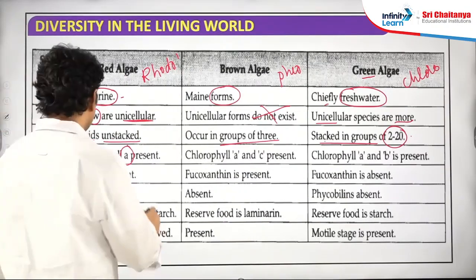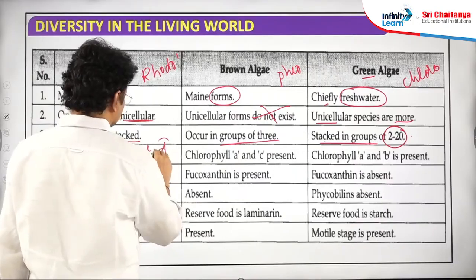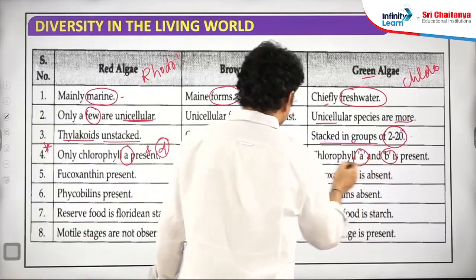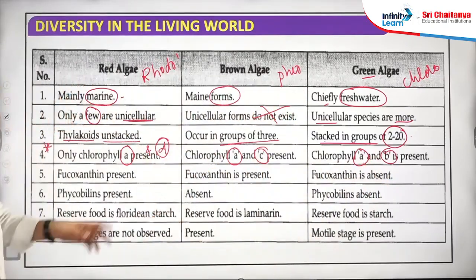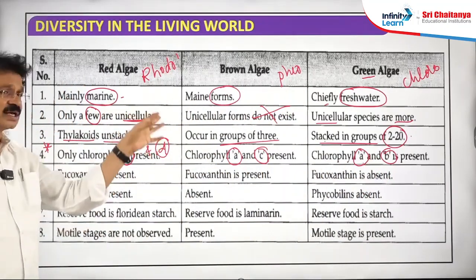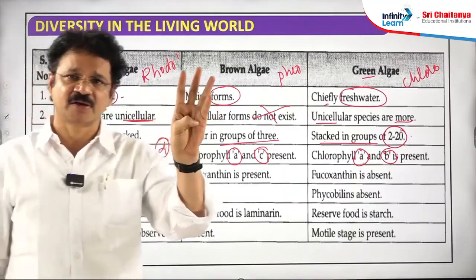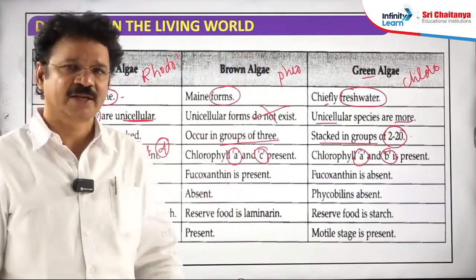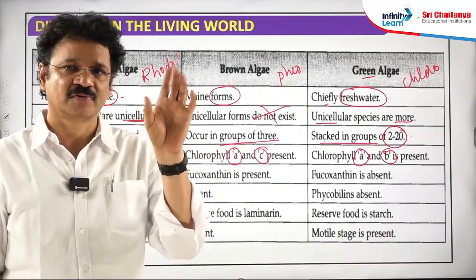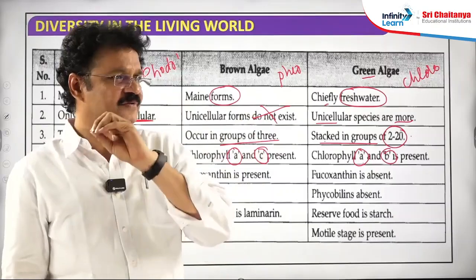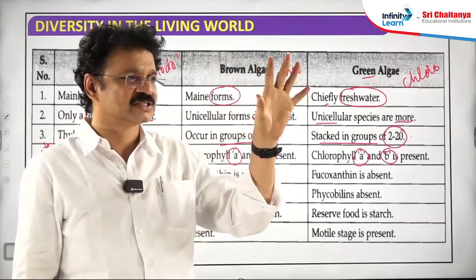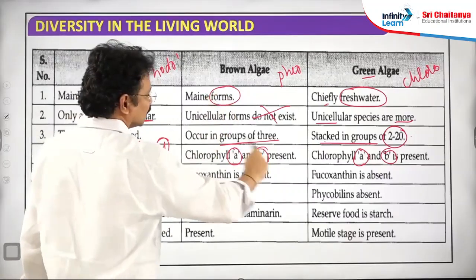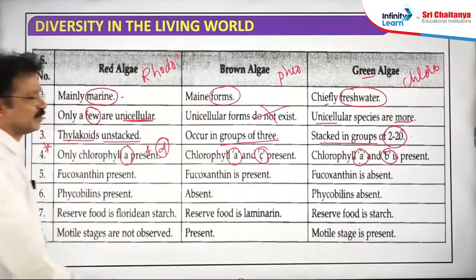Chlorophyll A and D are present. Chlorophyll A and D, A and C, A and B. A is common for all. So chlorophyll A is the universal pigment. Not only these algal members, even other plant members like Bryophyta, Pteridophyta, Gymnosperms, Angiosperms, every photosynthetic organism must have chlorophyll A. There is no photosynthetic higher plant without chlorophyll A. Except some bacteria, in every photosynthetic organism chlorophyll A must be present. AD combination in red algae, AC combination in brown algae, AB combination found in green algae.